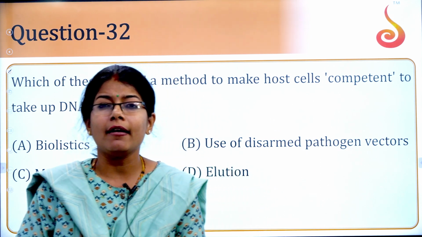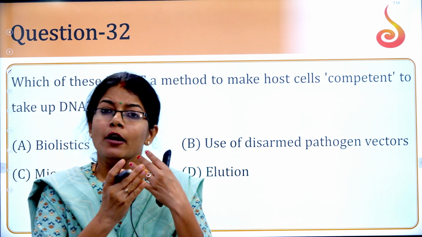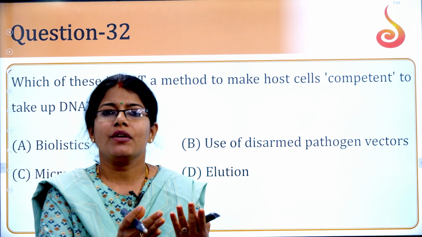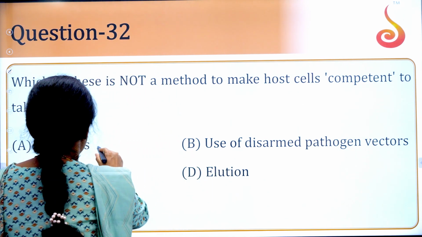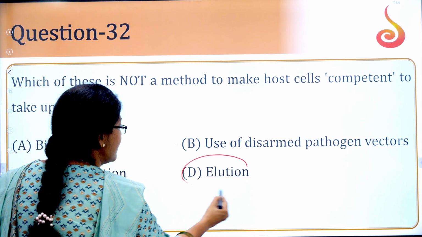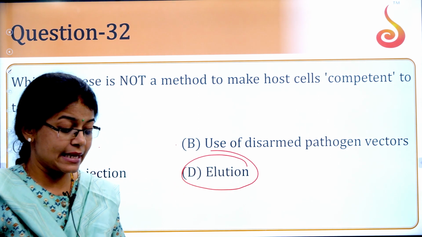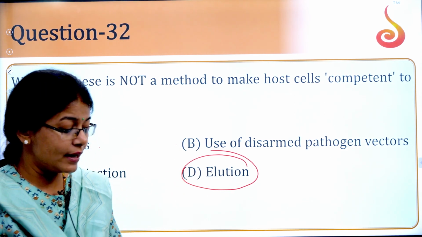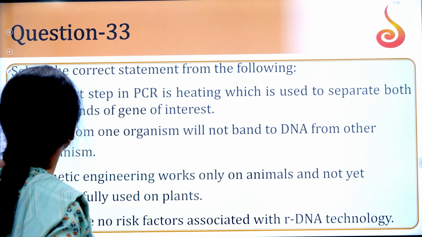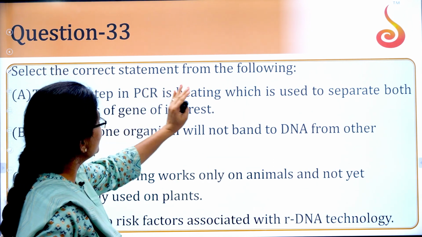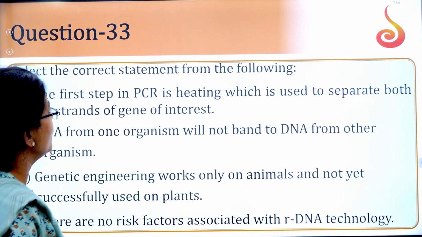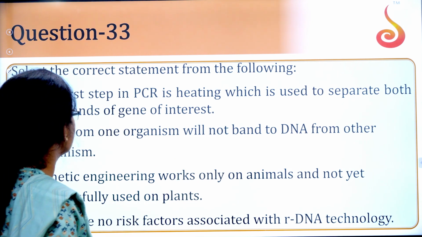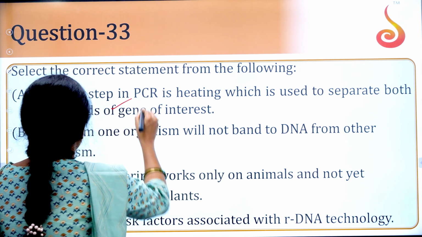I hope you remember in our DNA technology, we insert the recombinant DNA into the cells, right? So which are the ones? These are the 3 different ways, and yes, this one is not connected with making cells competent to take up the rDNA, the recombinant DNA molecule. Select the correct statement from the following. The first step in PCR is heating, which is used to separate both the strands of the gene of interest. Yes, it's a correct statement.